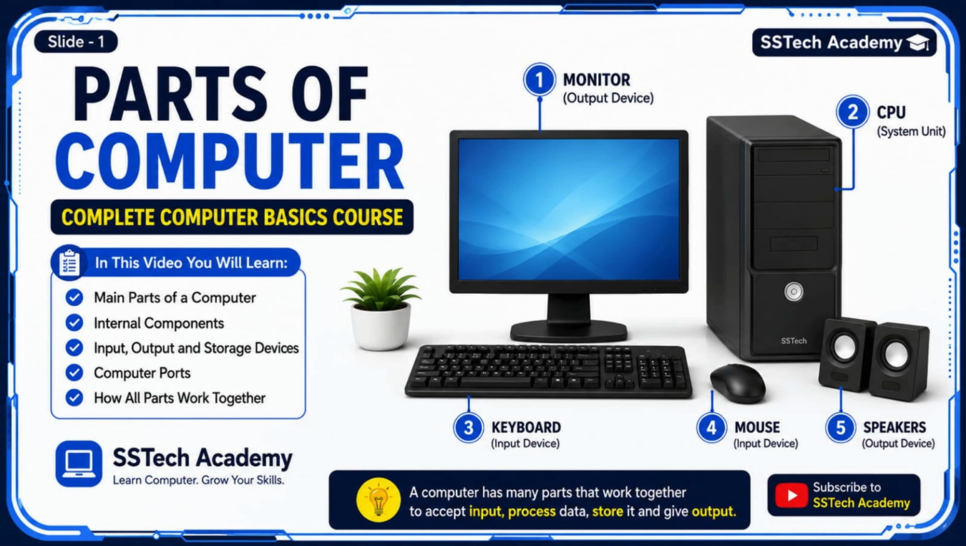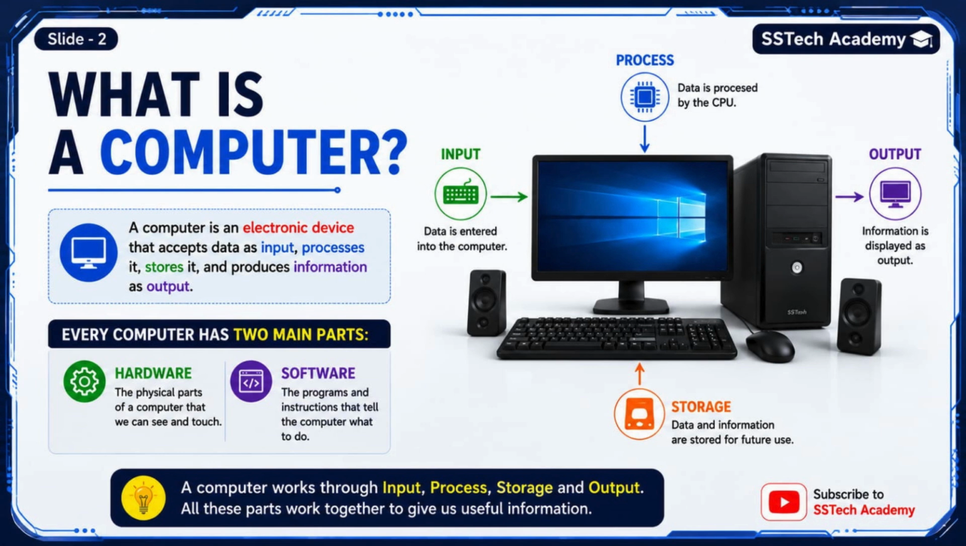So, let's get started. First, let's understand what a computer is. A computer is an electronic device that accepts data as input, processes the data, stores it, and produces useful information as output. For example, when we type something using a keyboard, the computer receives it as input. The CPU processes the data, the computer can store it for future use, and finally, the result is shown to us as output.